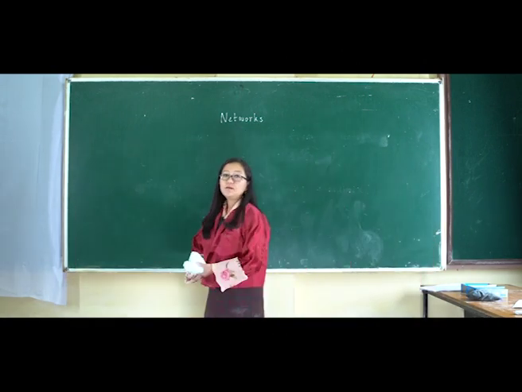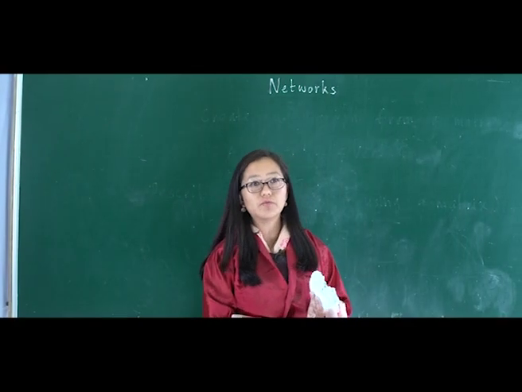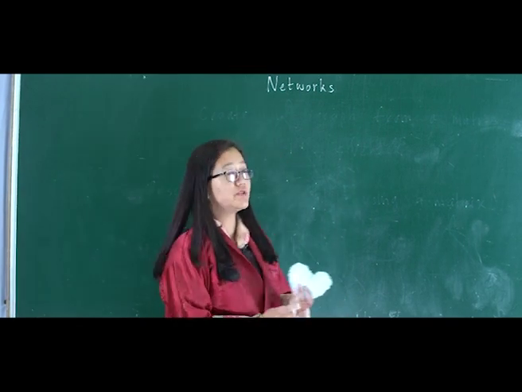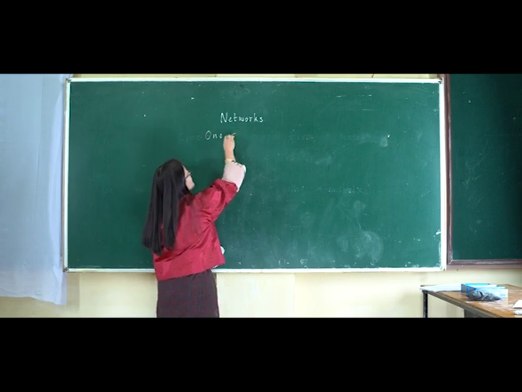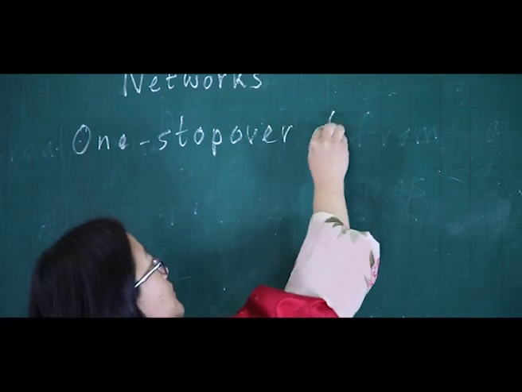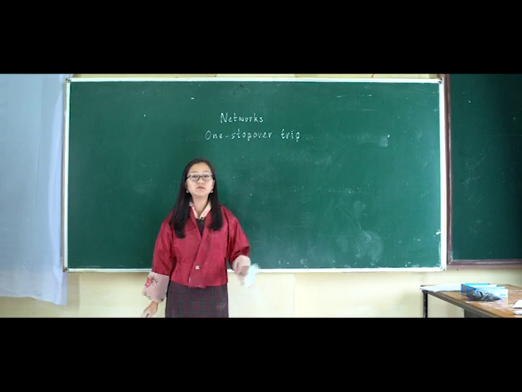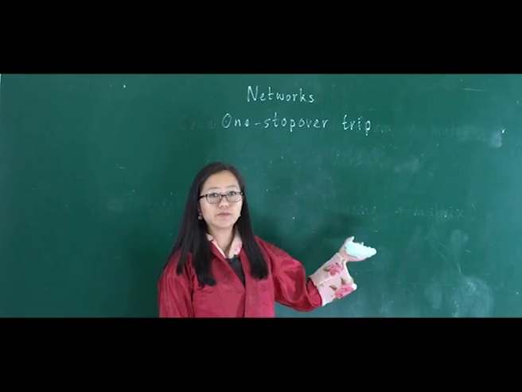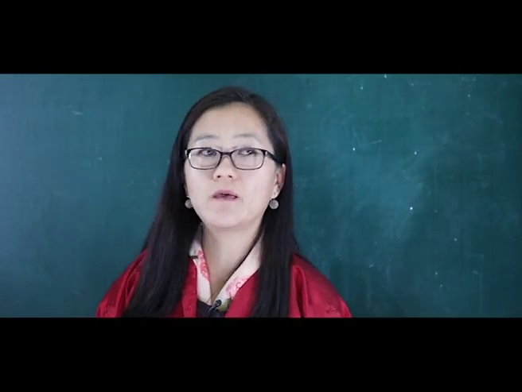To move on, solving network problems has to deal with the concept of 1 stopover trip and 2 stopover trip. So I'm going to move on with 1 stopover trip. What does this mean by 1 stopover trip? We have looked into the routes, we have looked into the trips going on from one place to another. What is this 1 stopover trip?